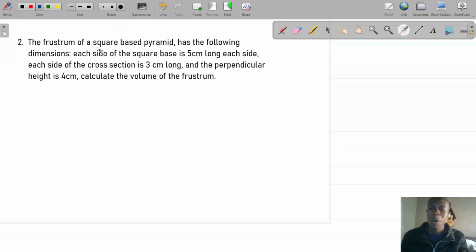the frustrum of a square-based pyramid. So this is a pyramid with a square base, has the following dimensions. Each side of the square base is 5 centimeters. So there is a square base, and each side of the square base is 5 centimeters. So we'll start with the square base. So this is the square base.